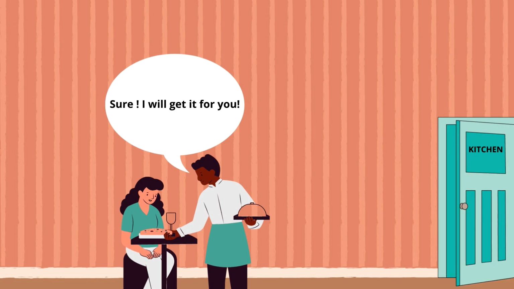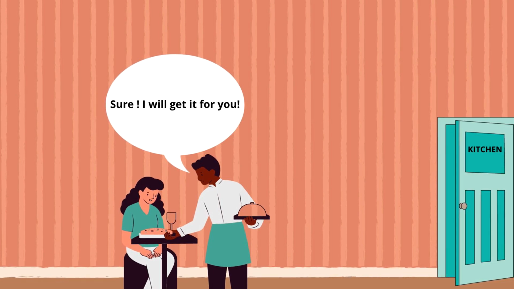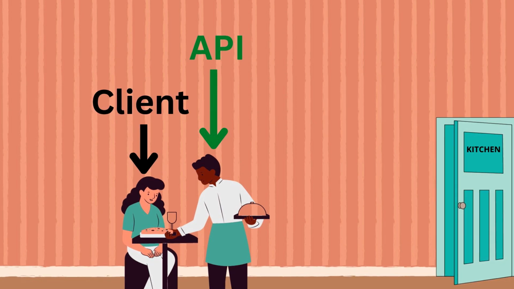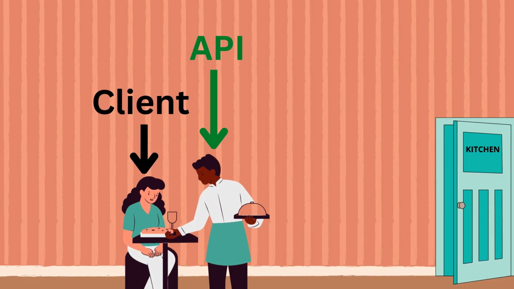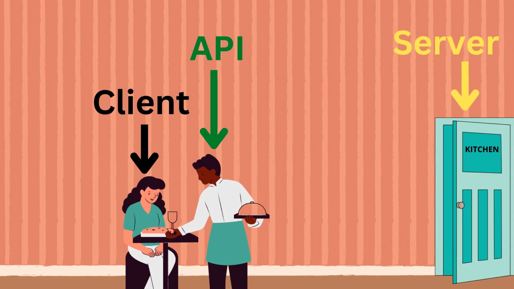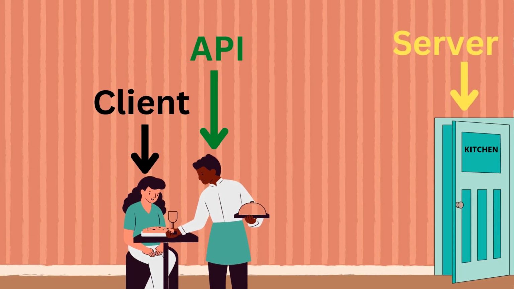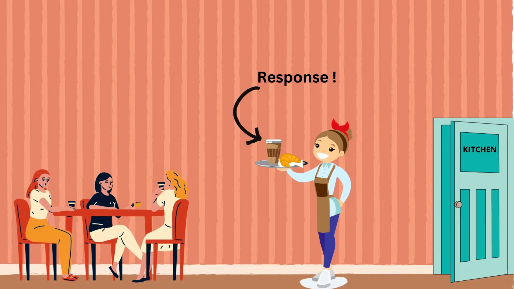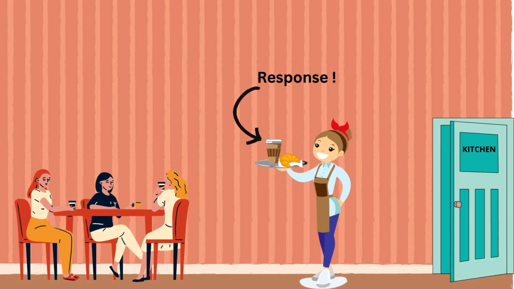in the kitchen. In this example, the waiter is the API, the customer is the client making the request to the waiter, and the kitchen is the actual server containing what you need, and the food that the waiter brings back to you is the response to your request from the server, aka from the kitchen.